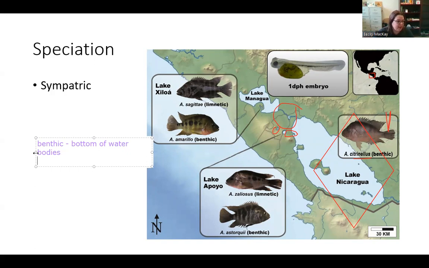So it could live on the bottom of a lake, on the bottom of the ocean, on the bottom of a river, whatever, just near the bottom. Think of like a catfish or a flounder living on the bottom. Versus limnetic means it lives higher in the water column. So this would be things like tuna or jack that live within the water body, not near the bottom. A lot of sharks.